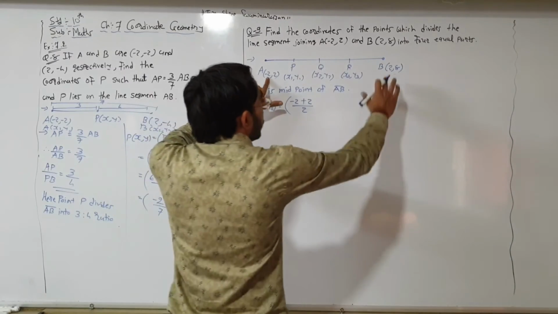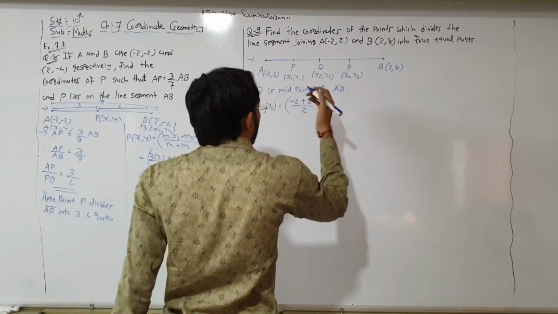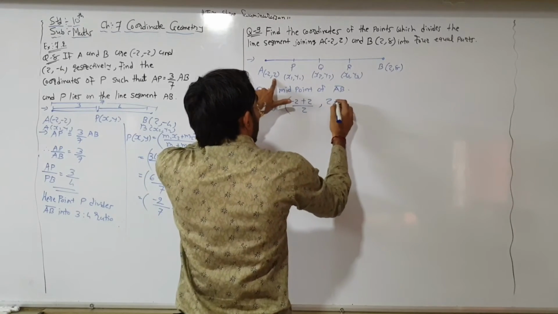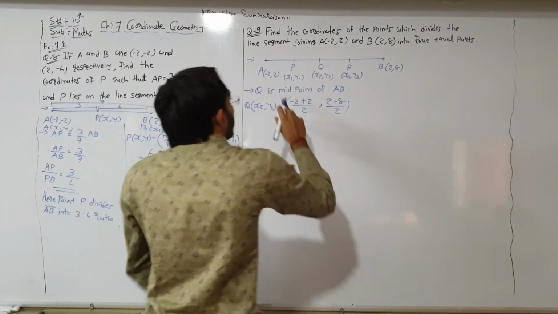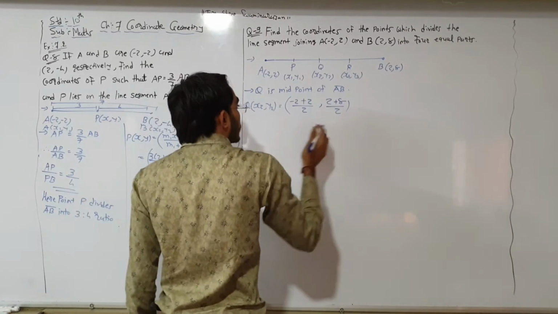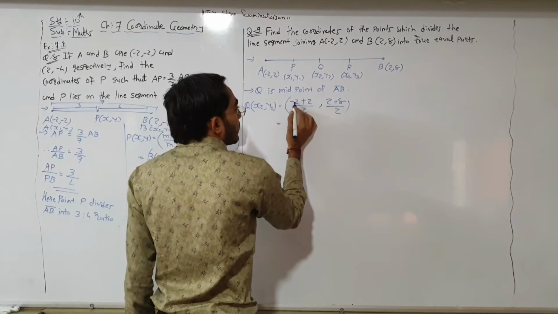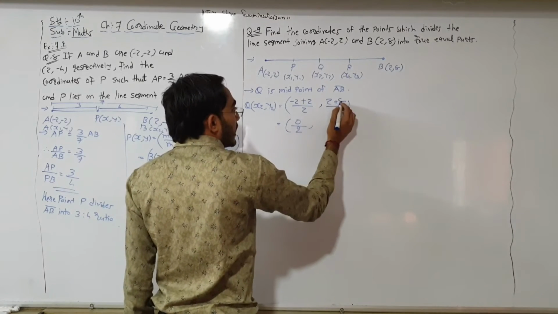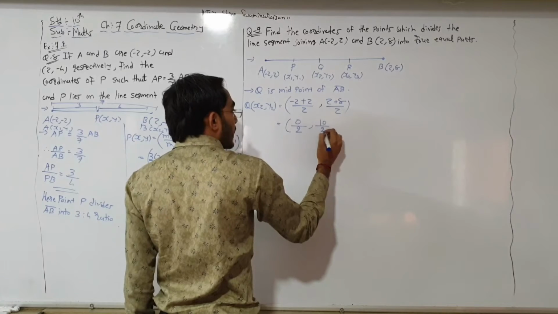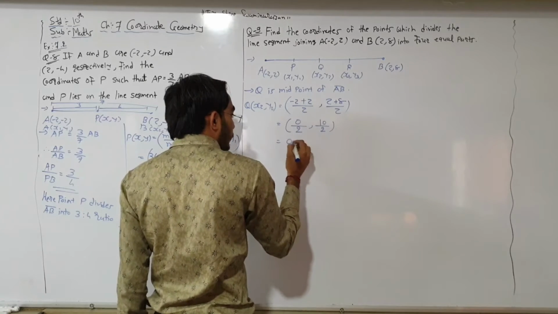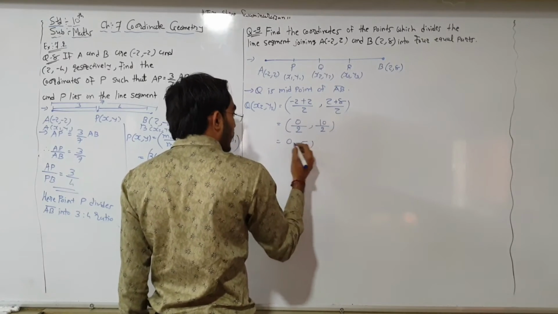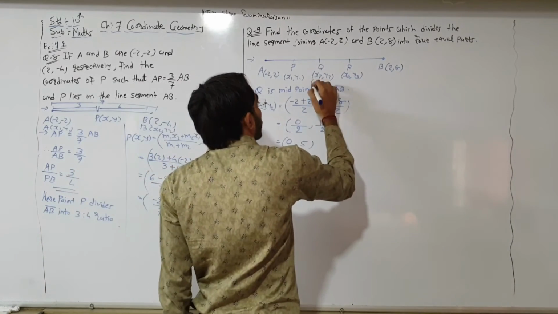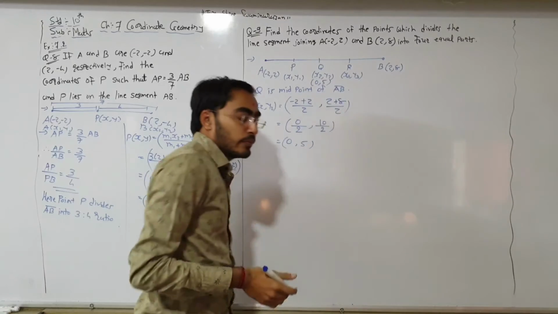So here -2 plus 2 divided by 2. Now addition of y coordinates. So 2 plus 8 by 2. Now here plus minus minus, 2 minus 2 is 0. So 0 by 2. 8 plus 2 is 10 by 2. Now 0 by 2 it's 0 only and 10 by 2 is 5. So Q is (0, 5). Okay. So Q is (0, 5).